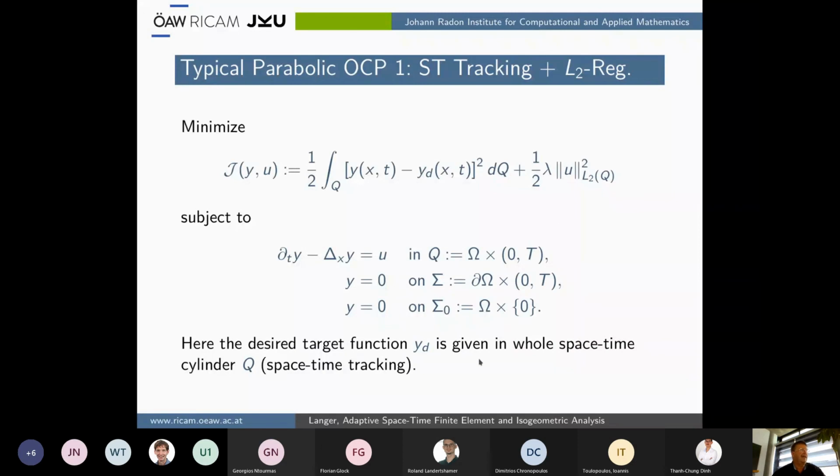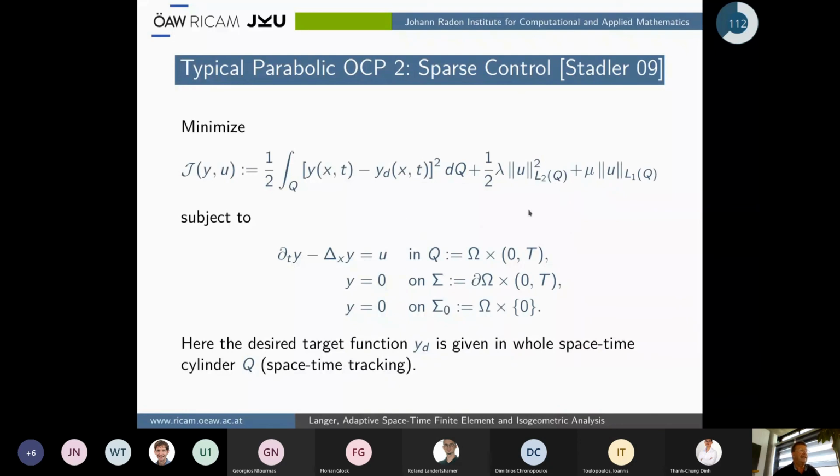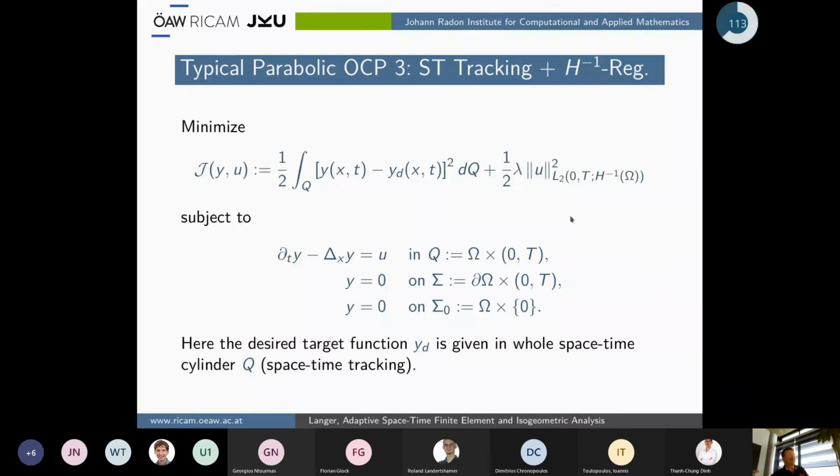This is a space-time tracking optimal control problem. This is called L2, the L2 norm, L2 regularization. But I can also use a combination of L2 and L1. This is the so-called sparse regularization proposed by Stadler in 2009. The same state equation. Or what we proposed in a recent work, regularization by a negative norm, the H^-1 norm, by a distributional one. We allow distributional controls. You will see what this means.